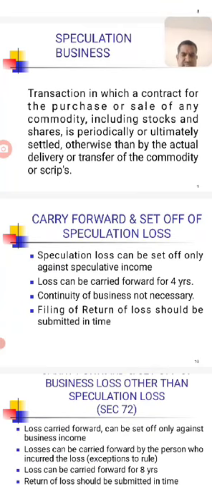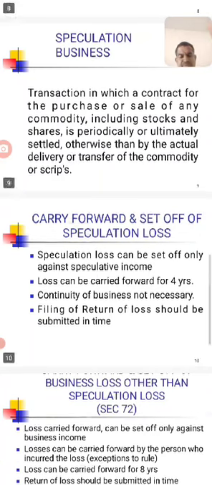Next, carry forward and set off of speculation loss. The speculation loss can be set off against speculation income only. This loss can be carried forward for just 4 years. Continuity of business is not necessary. The return of loss should be filed in time.